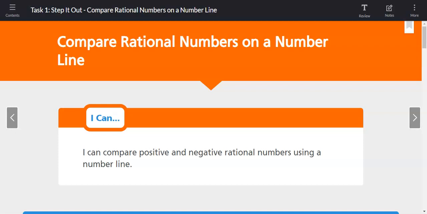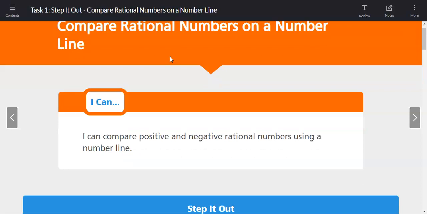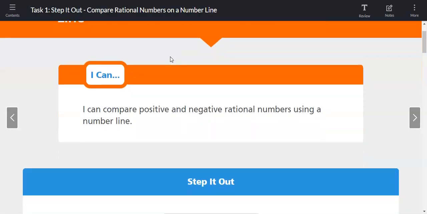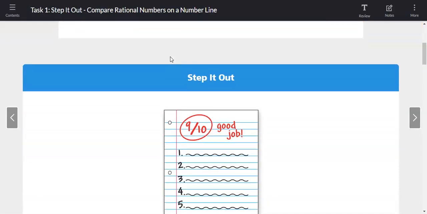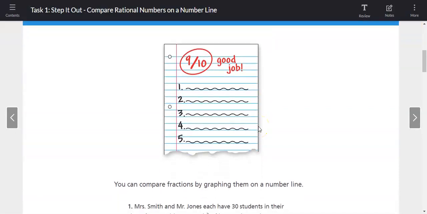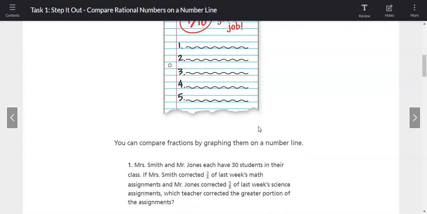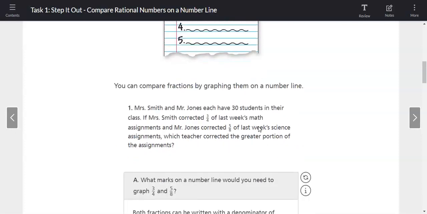Okay, we're in Module 2, Lesson 2, Compare Rational Numbers on a Number Line. And this is on Step It Out. There's no build understanding on this one. So our I can statement is, I can compare positive and negative rational numbers using a number line. So let's look at it. They got 9 out of 10. That's pretty good. You can compare fractions by graphing them on a number line.